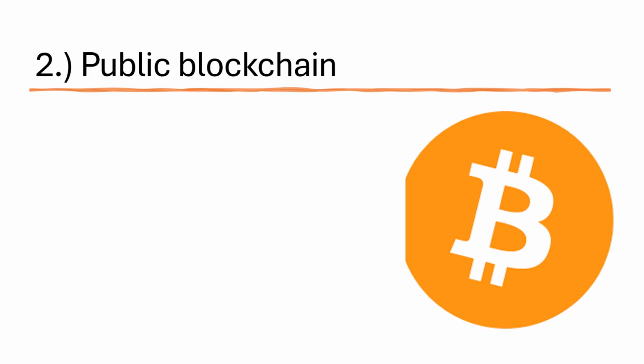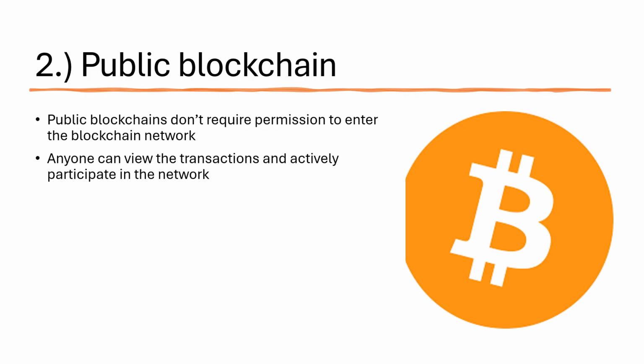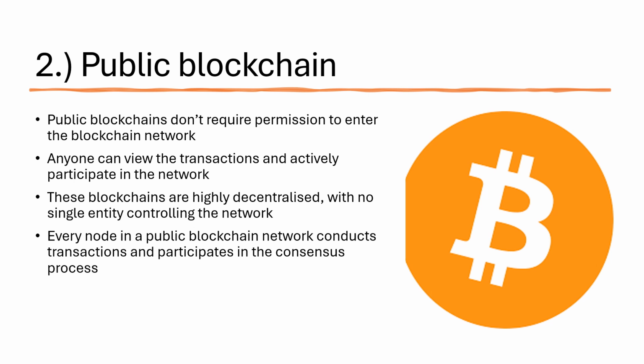Public blockchain. Public blockchains don't require permission to enter the blockchain network. Anyone can view the transactions and actively participate in the network. These blockchains are highly decentralized, with no single entity controlling the network. Every node in a public blockchain network conducts transactions and participates in the consensus process. An example of a public blockchain would be Bitcoin.